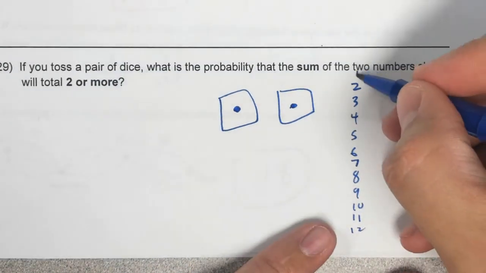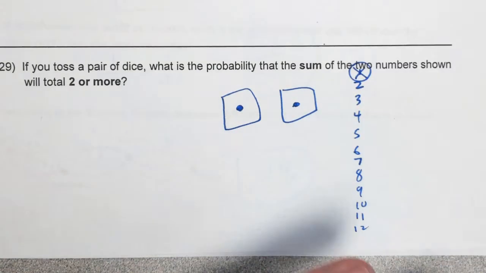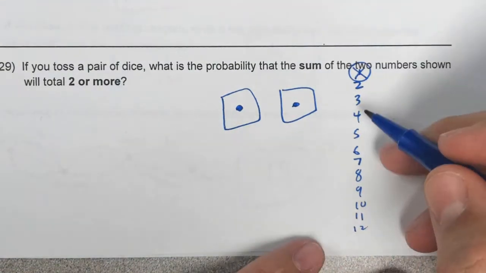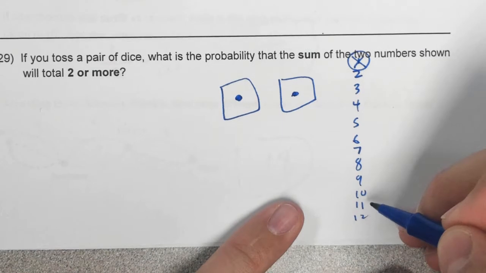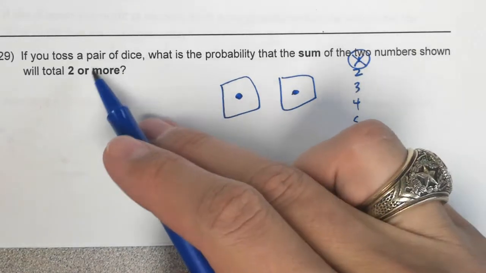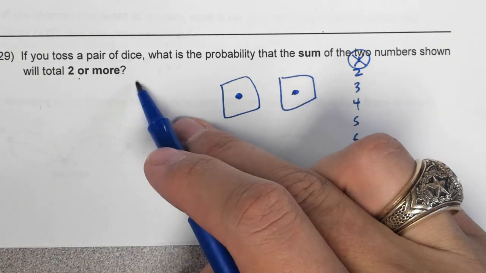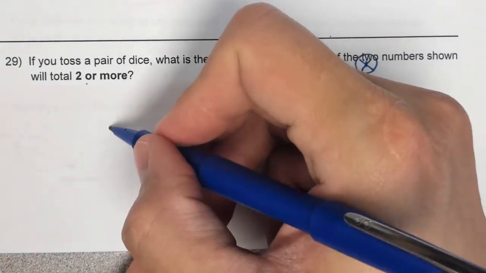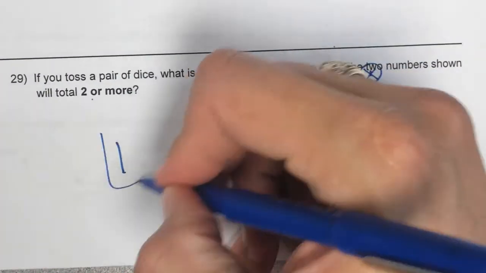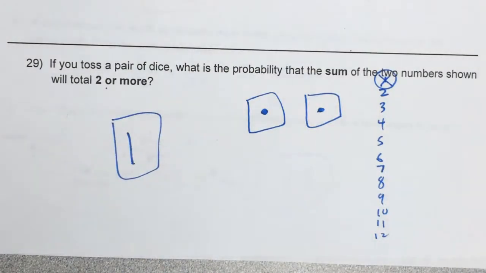There is no way to get 1. All of these numbers are greater than 2 or the same as 2, 2 or more, which means we have a probability of 1. It's a guarantee that if we roll 2 dice, it will be 2 or greater. And that's the end.